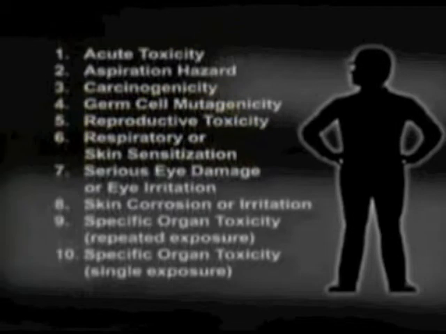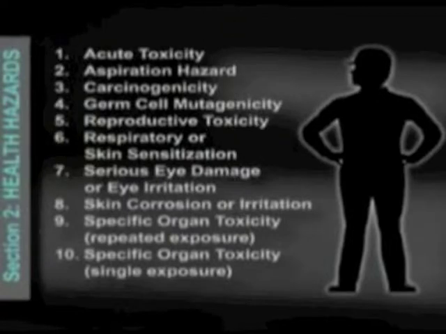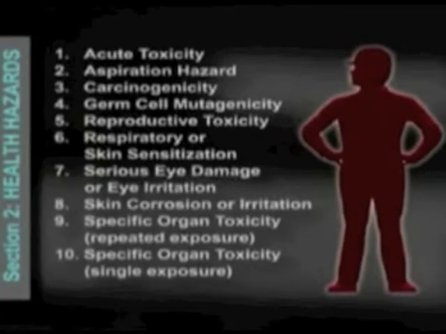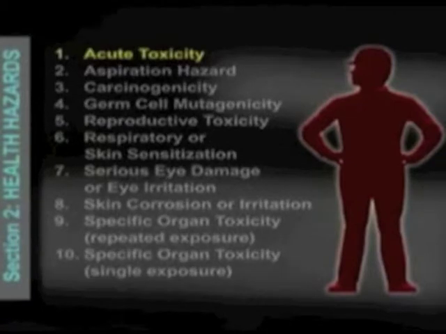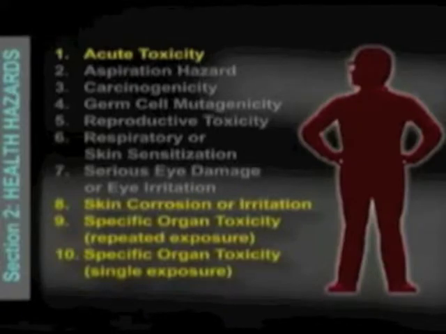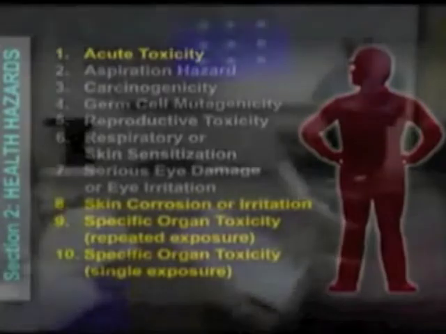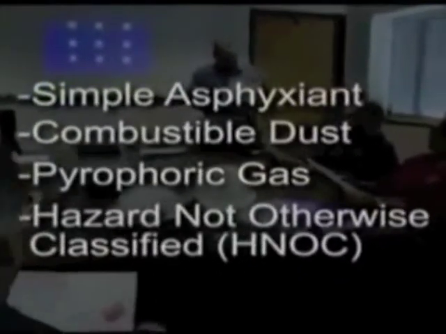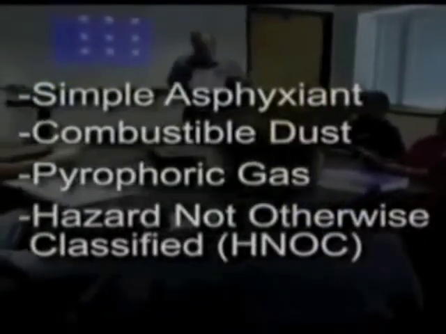This section also identifies any of the 10 possible health hazards. Health hazards are those that cause harm from inside the body, like a poison or attacking a specific organ. The most common health hazards are acute toxics, corrosives, and chemicals that harm the skin, eyes, or lungs. Under the GHS, this section may also list other hazards, including simple asphyxiant, combustible dust, pyrophoric gas, or a hazard not included in any of the other categories.